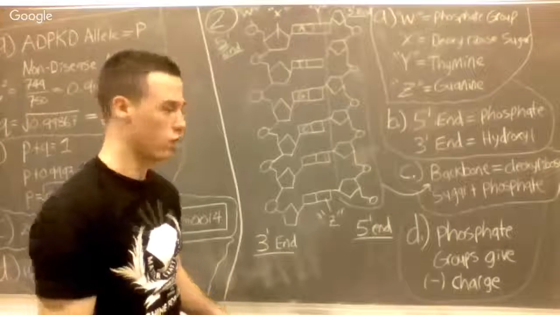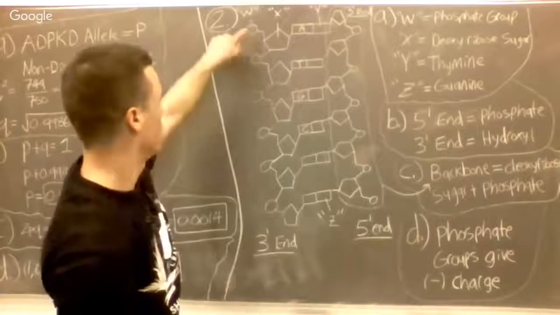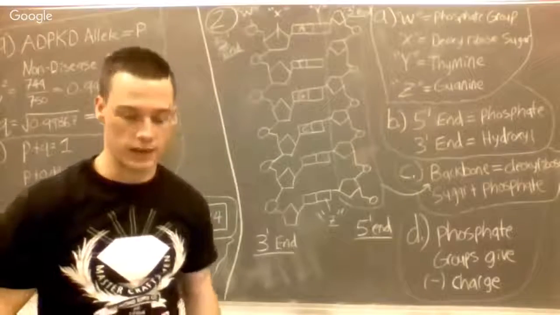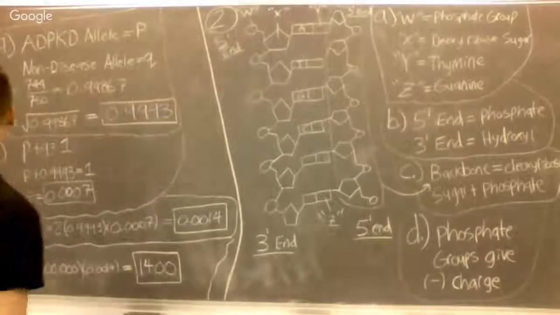And letter D asks to indicate the portion of the molecule that gives the DNA a net negative charge. These phosphate groups give it the negative charge. All these phosphate groups give the DNA molecule its negative charge. So now let's move on to number 3.